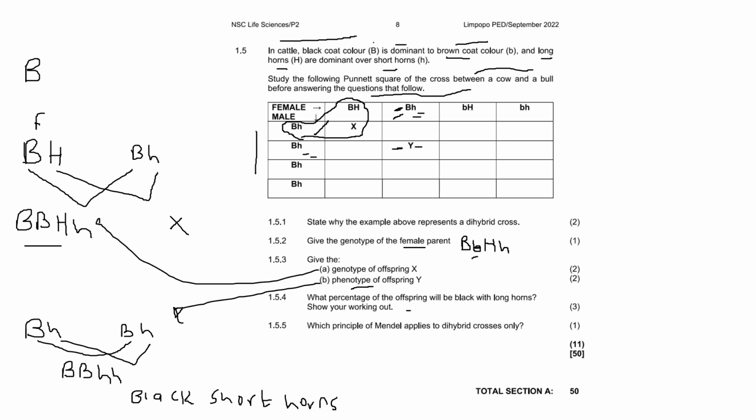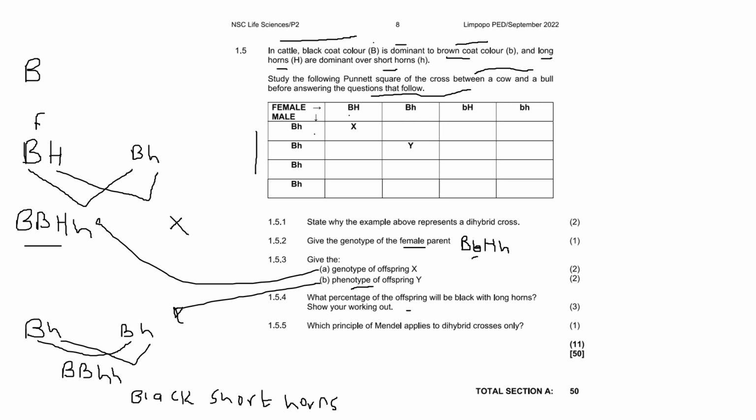So we need to find out possible offspring who will be black with long horns. Meaning it must be those ones who will have one big B and one big H. I'm just trying to erase this. I want to get the possible combinations from the given table. Now we can make a prediction.